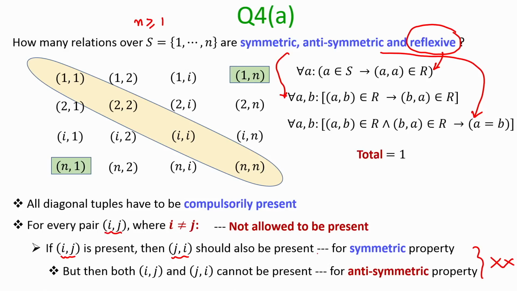So, I now have only one way of forming the relation, namely I just include all the ordered pairs along the diagonal, and that is all. That relation will be symmetric, antisymmetric and reflexive. Apart from that, I can't include any other ordered pair. So, that is why the total number of relations which satisfy these three properties simultaneously is 1.